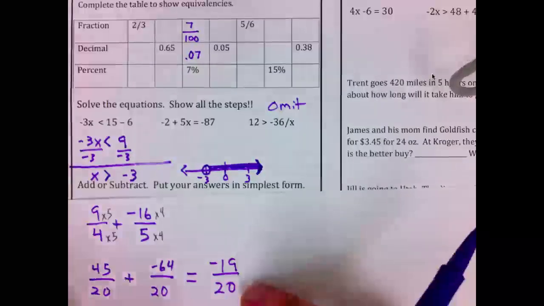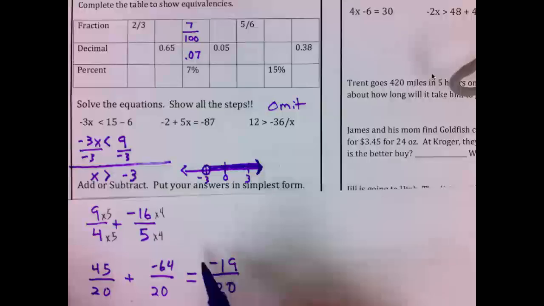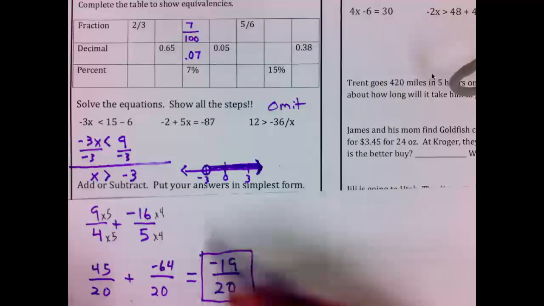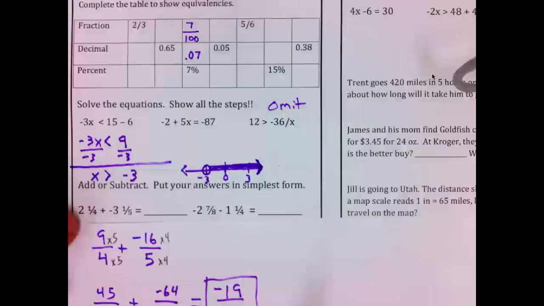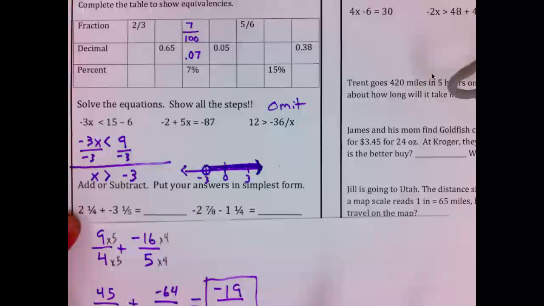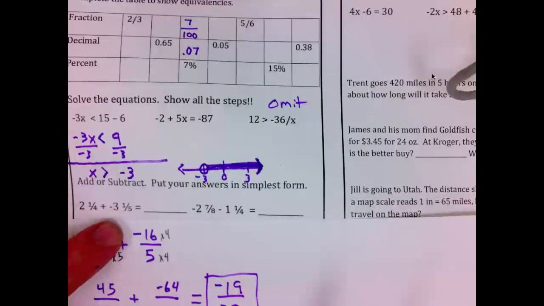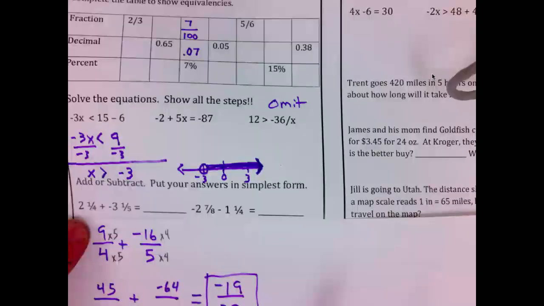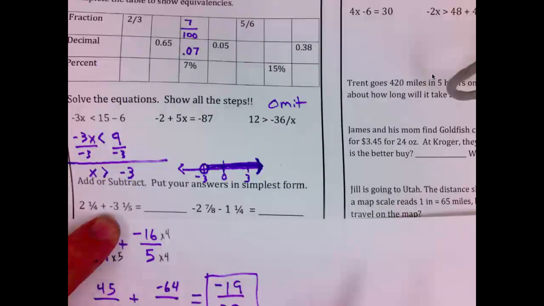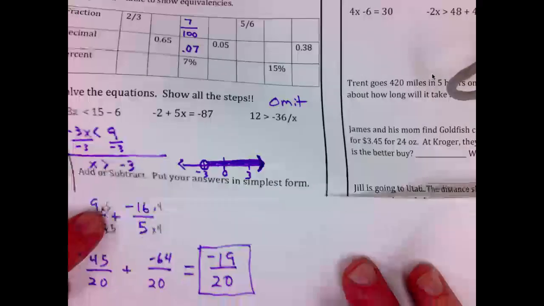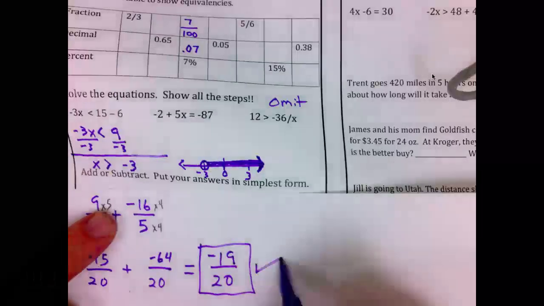Negative 19 over 20 is very close to negative 1. We want to see, is this reasonable? Well, our initial problem was 2 1/4. That's about 2, plus a negative 3 1/5. That's about negative 3. Well, positive 2 plus negative 3 is negative 1. So indeed, this negative 19 over 20 looks reasonable.